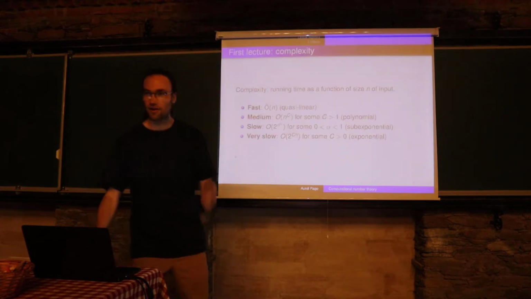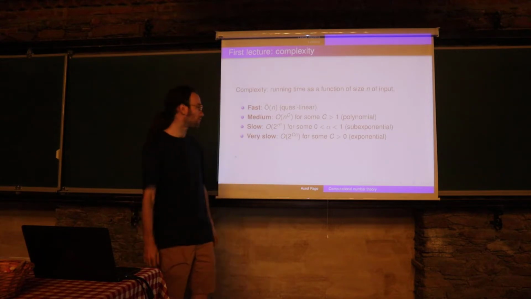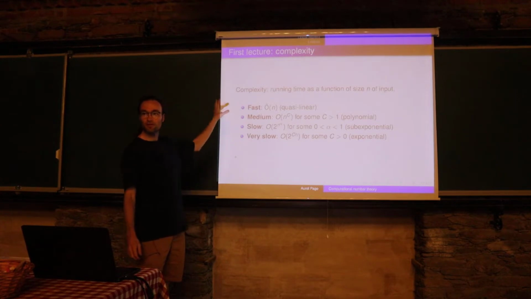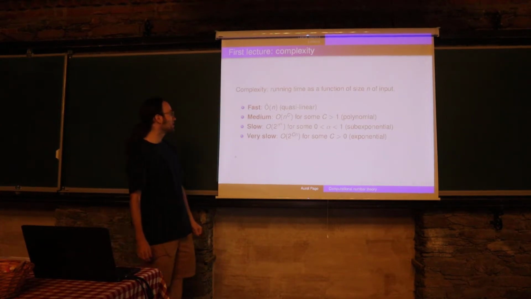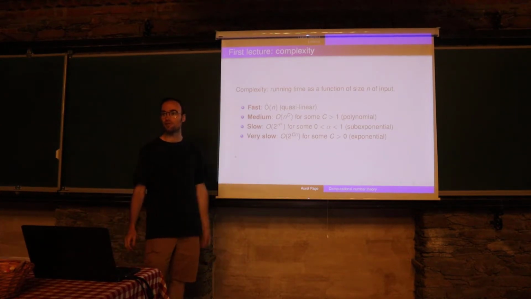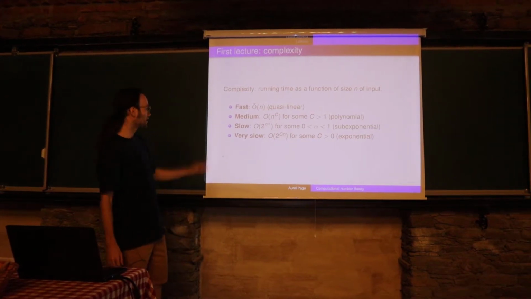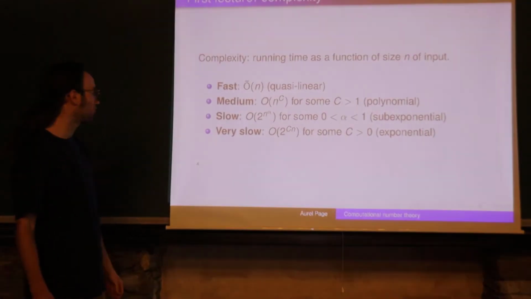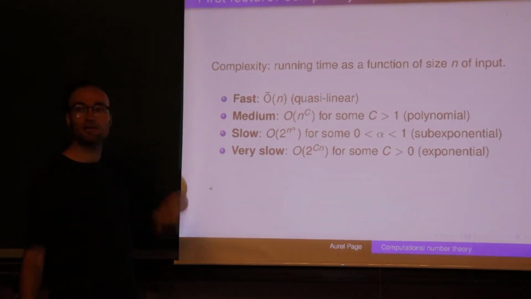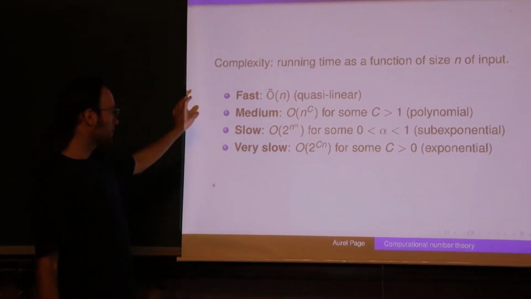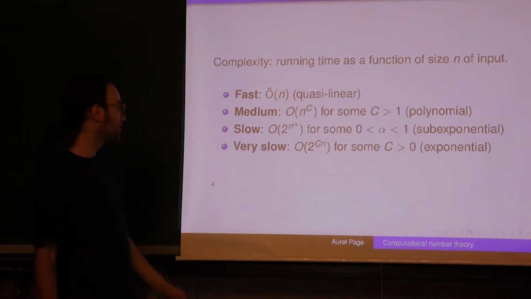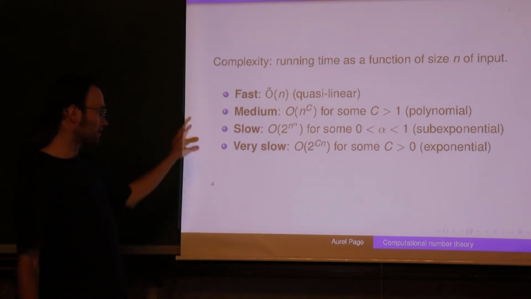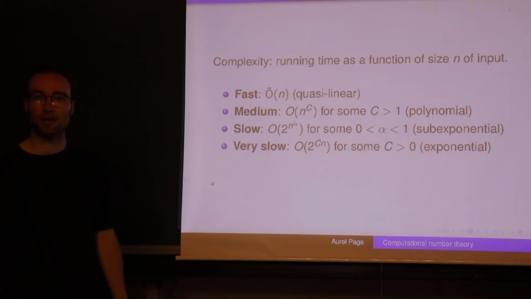So as a start, I want to give you a quick reminder of the first two lectures. First lecture, we talked about complexity. So, reminder, the complexity is the running time as a function of the size of input for a given algorithm. And I gave you four broad complexity classes just to give a rough idea. Fast algorithms, quasi-linear in the size of the input. Medium, polynomial but not quasi-linear. Slow, sub-exponential but not exponential. And very slow, exponential algorithms.